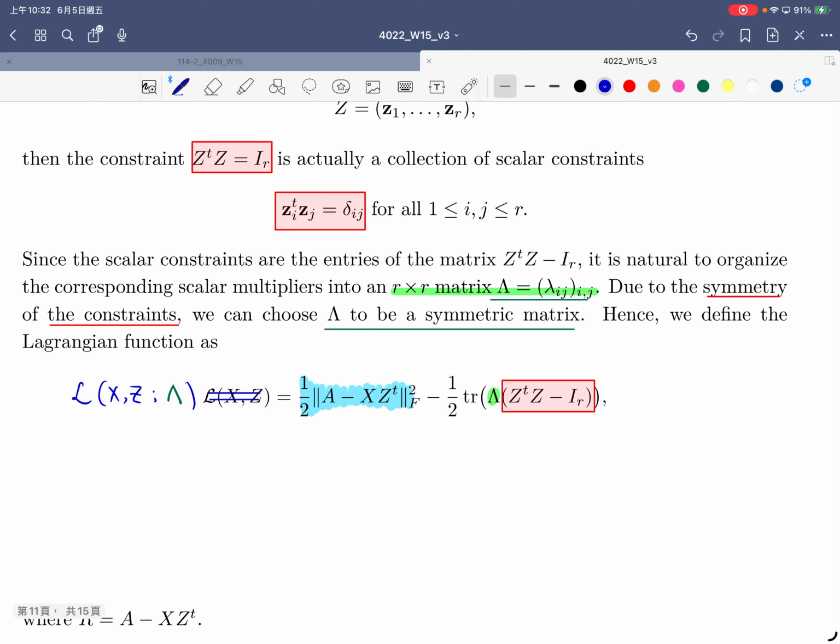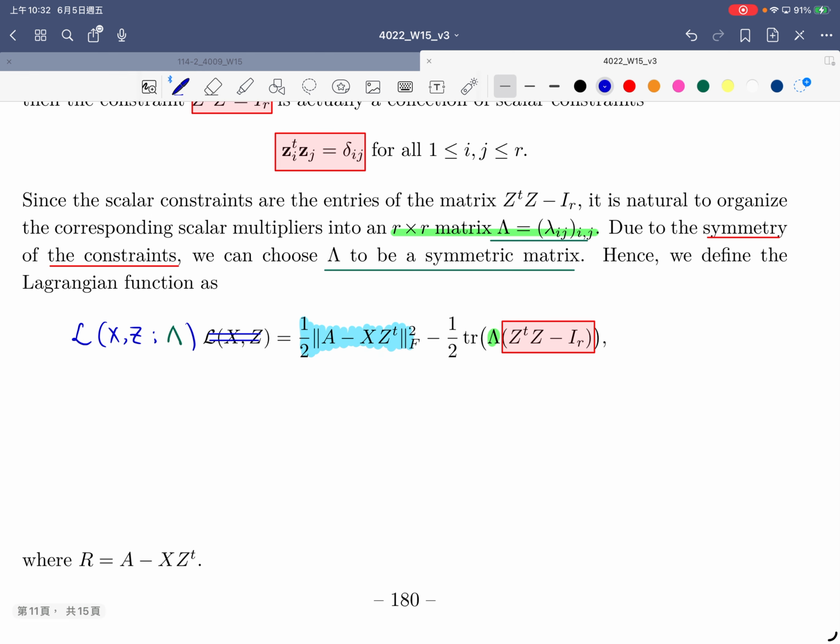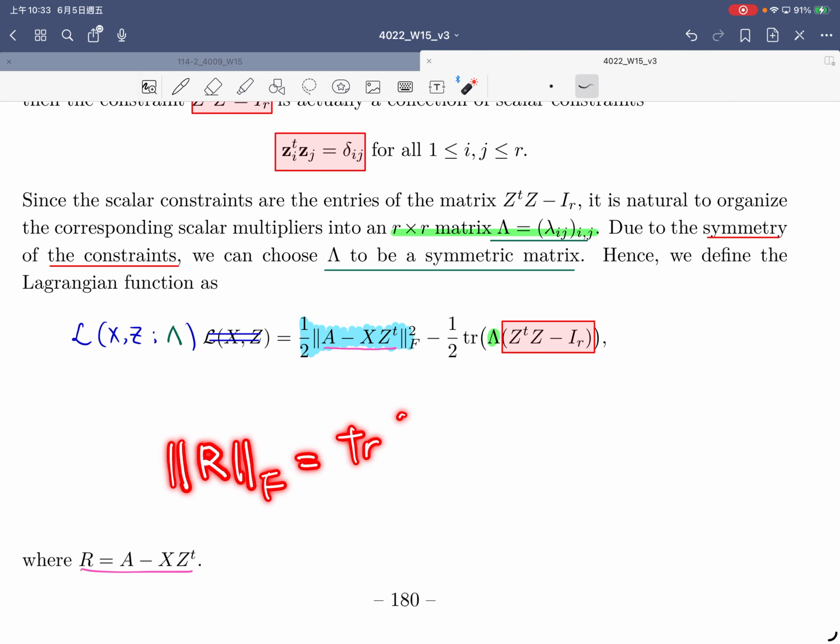I'm going to simplify this expression a little bit. The way I simplify it is by introducing A minus x z transpose, this term in the middle. I call it R. So what is the Frobenius norm? Let me write down. The Frobenius norm of R is really the trace of R transpose times R.